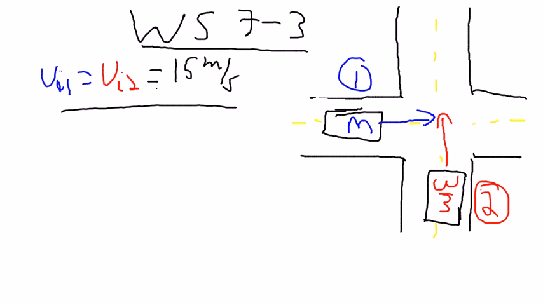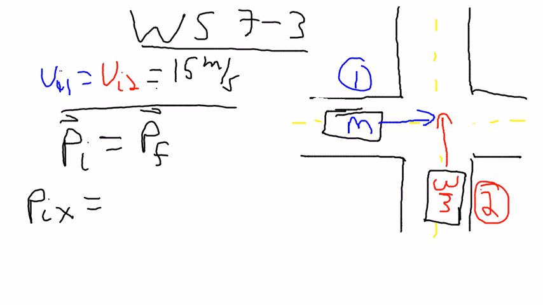So we're going to be looking at the concept of conservation of momentum, where we know our initial momentum as a vector is going to be equal to our final momentum. Breaking this down into component form, your initial momentum in the x direction is going to be equal to your final momentum in the x direction, and your initial momentum in the y direction will be equal to your final momentum in the y direction as well.